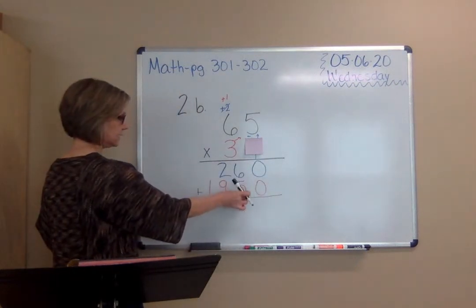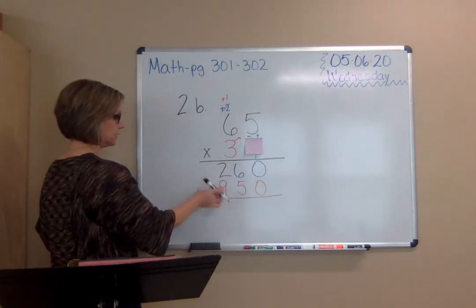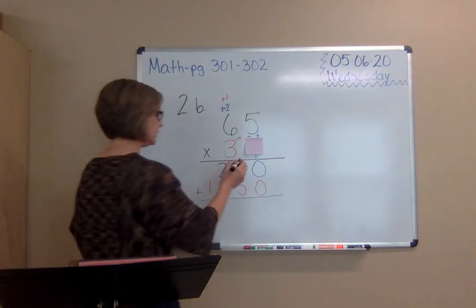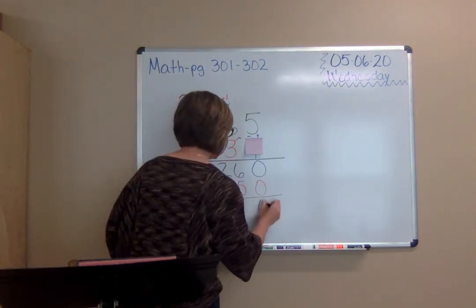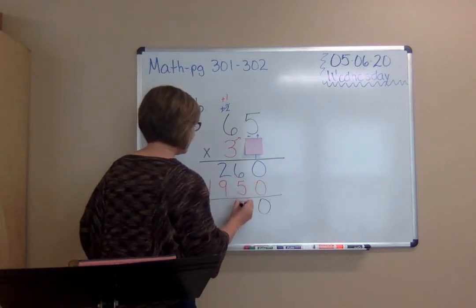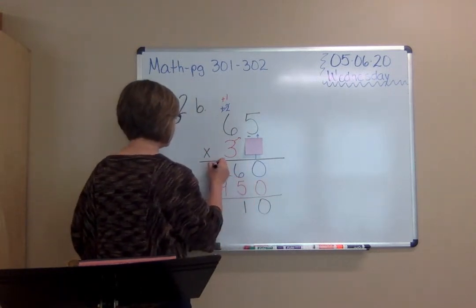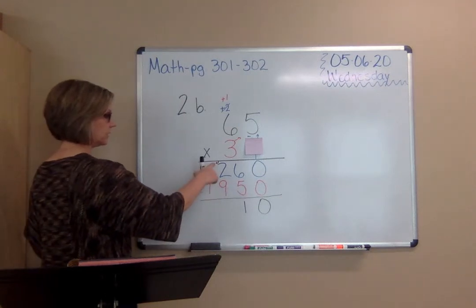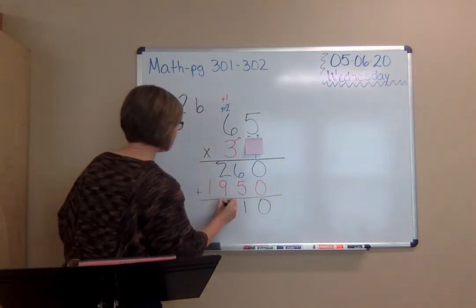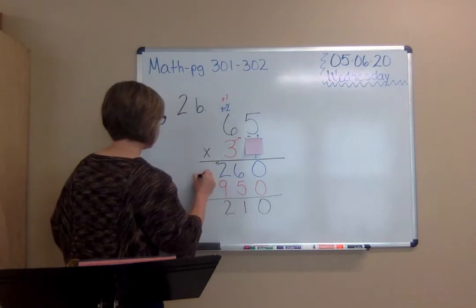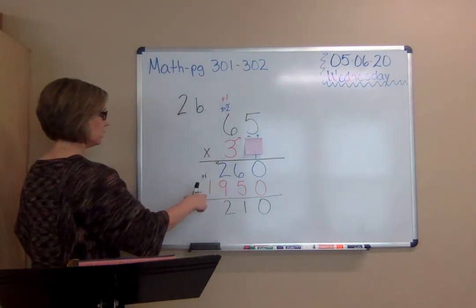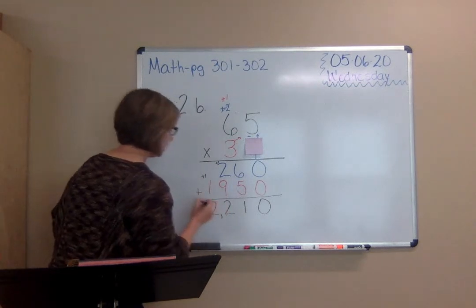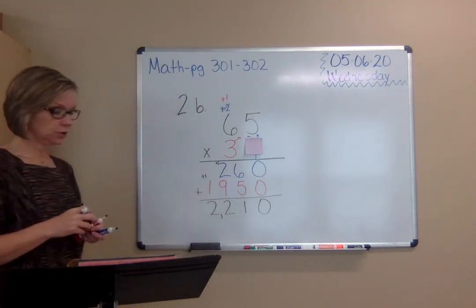Ones, tens, hundreds, thousands. 0 plus 0 equals 0. 6 plus 5 equals 11. I'm going to go ahead and do my group of 10. 9 plus 1 is 10, plus 2 equals 12. 0 plus 1 equals 1. 1 plus 1 equals 2. And our answer there is 2,210.